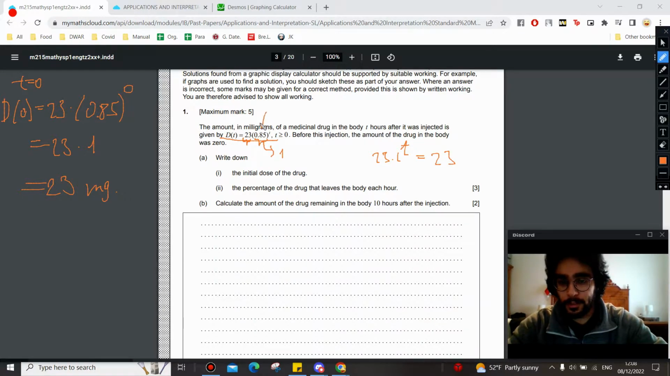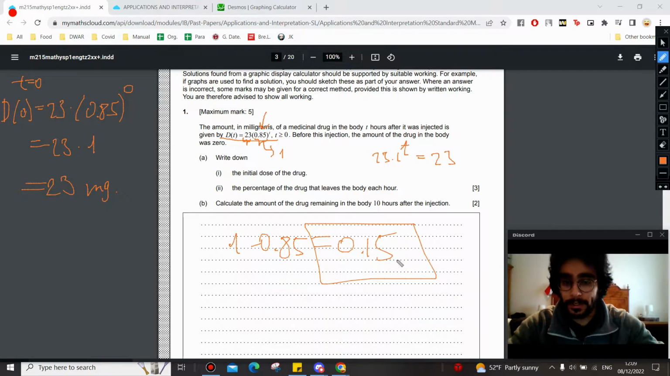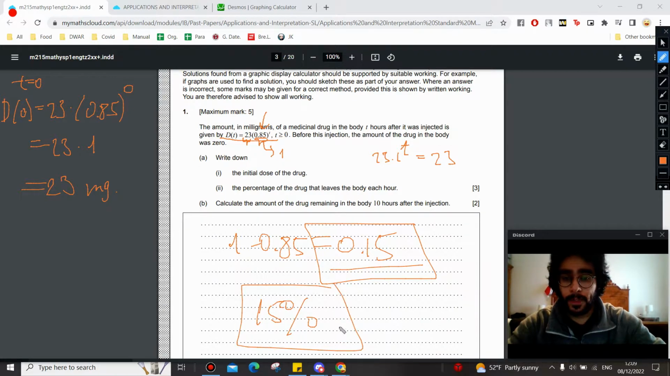So this 0.85 here means the percentage in some sense. So 0.85 is how much you will have inside your body, and 0.15, which is the complement of 0.85, will be how much is leaving your body each hour. Okay, so 1 minus 0.85 is equal to 0.15. This is how much is leaving your body each hour, because this much is how much is staying, and this much is how much is leaving. Of course, this is a percentage, so you could also write it as 15%. They're asking for percentage, so this will be the correct answer.